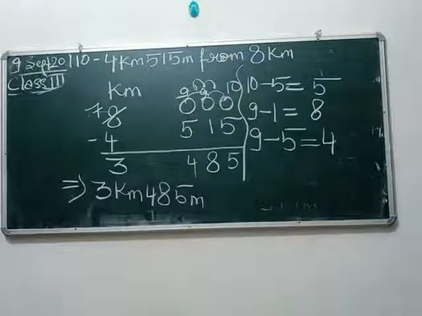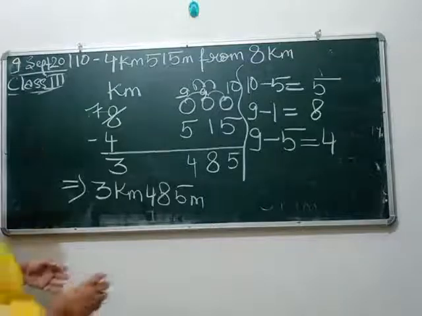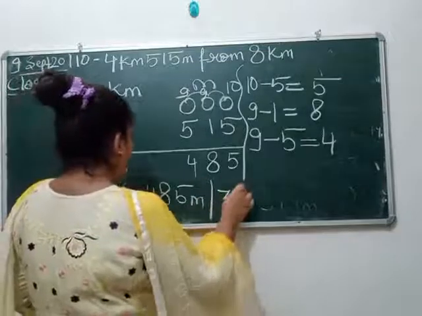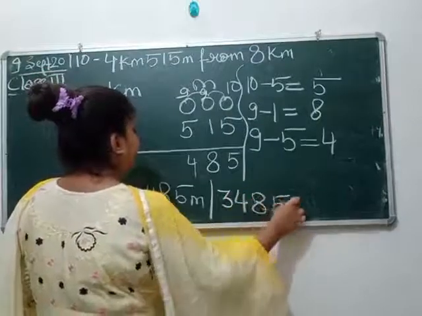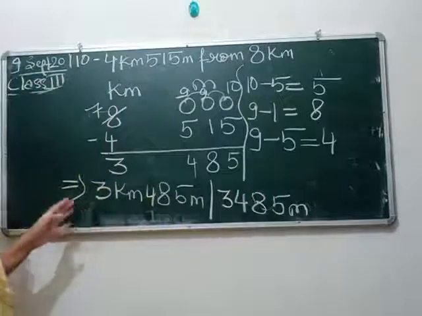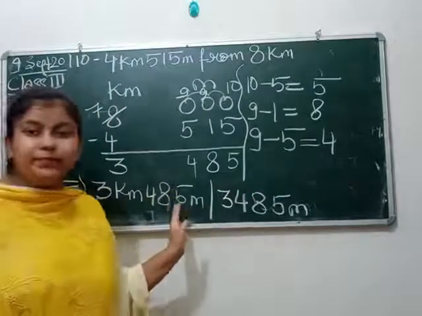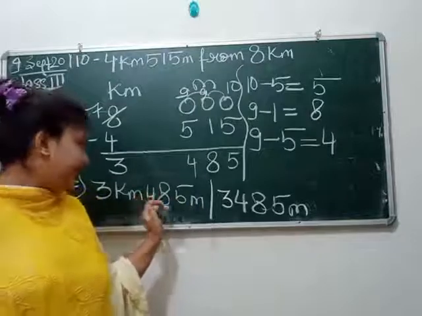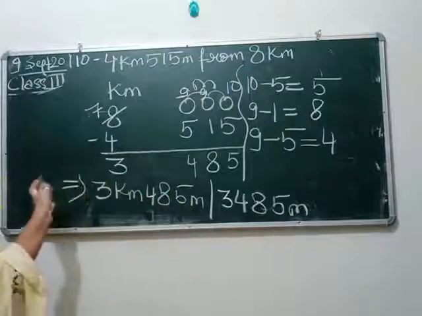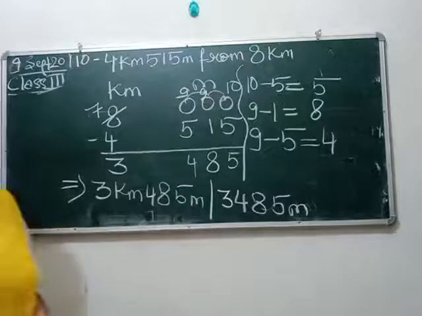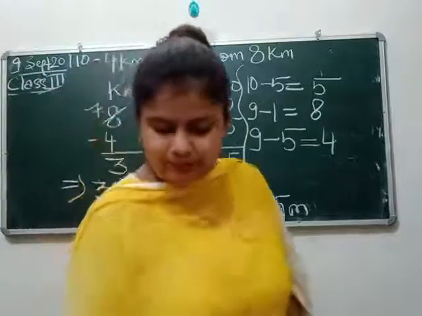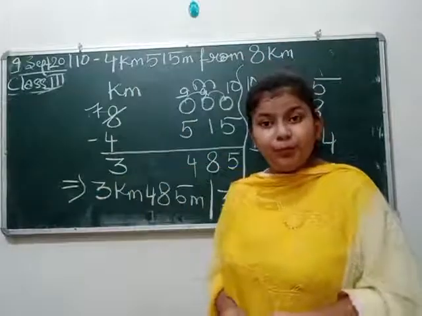Okay, come on, do it. So here we are having 3 kilometer 485 meter. What else can we write for 3 kilometer 485 meter? We can write 3485 meter also. What I have just done here is I have just converted the number. So kids, here we have completed up to question number 11.